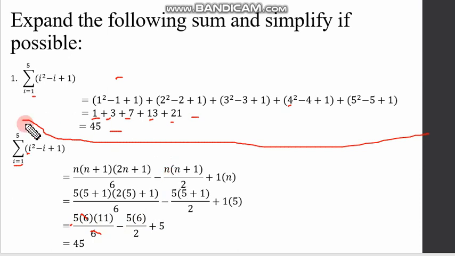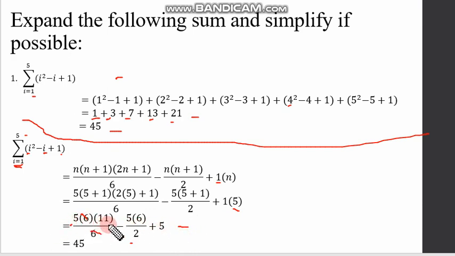Next is the i. Also, it's applicable because i started at 1. So n times n plus 1 over 2, that's 5 times 5 plus 1 all over 2. So that's 5 times 6 all over 2. And lastly, this is a constant, started at 1. So 1 times the n, that's 1 times 5, which is 5.